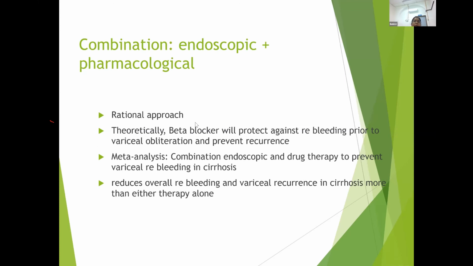So combination therapy with EVL and pharmacological therapy is a rational approach. Theoretically, the beta blocker will protect against rebleeding prior to variceal obliteration and prevent recurrence. And meta-analysis also suggests that combination endoscopic and drug therapies prevent variceal bleeding in cirrhotic patients, and reduce overall rebleeding and variceal recurrence in cirrhosis patients, compared with either therapy alone.